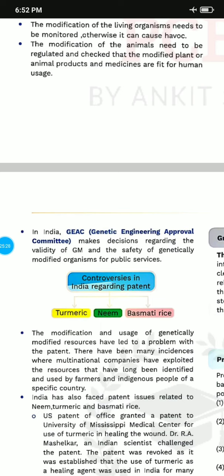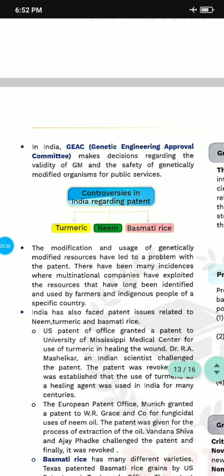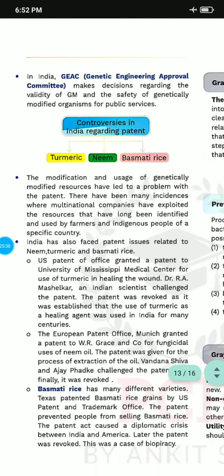Sometimes genetically modified crops and natural products involve controversies, as with turmeric, neem and basmati rice. For example, India faced patent issues related to neem, turmeric and basmati. The US Patent Office granted a patent to the University of Mississippi Medical Center for using turmeric to heal wounds. R.A. Mashelkar, an Indian scientist, challenged the patent.